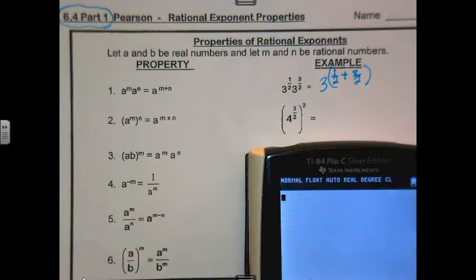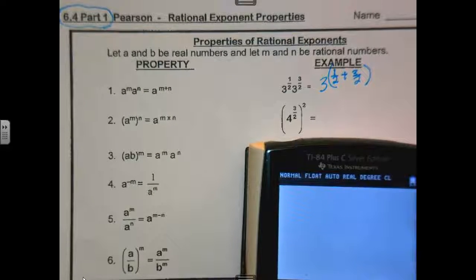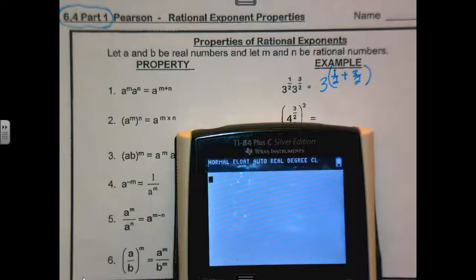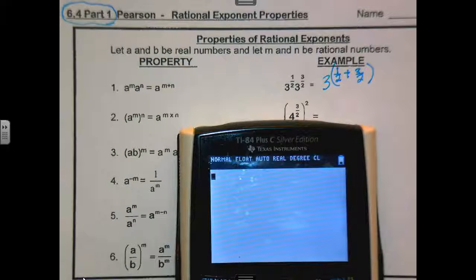Okay, when you put fractions in your calculator, your calculator is a very good defender of PEMDAS. You never know if it's going to do what you think it's going to do. I highly suggest you put all fractions in parentheses. And you should have a calculator in front of you.